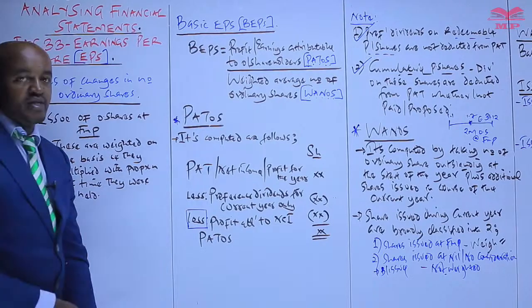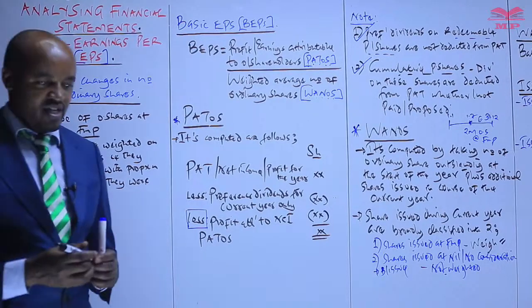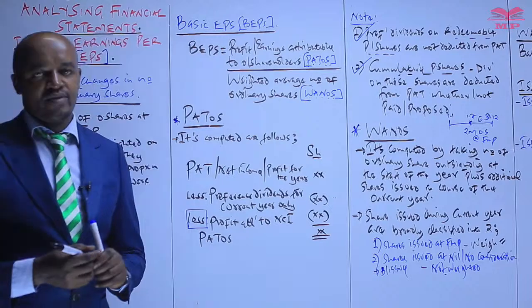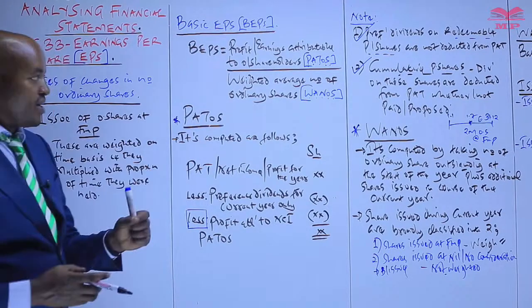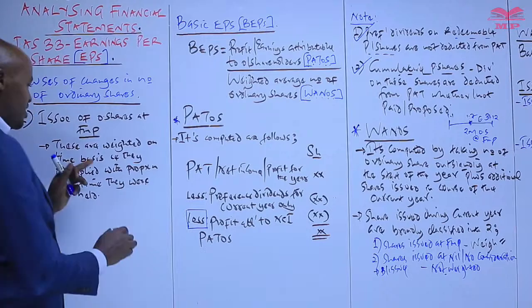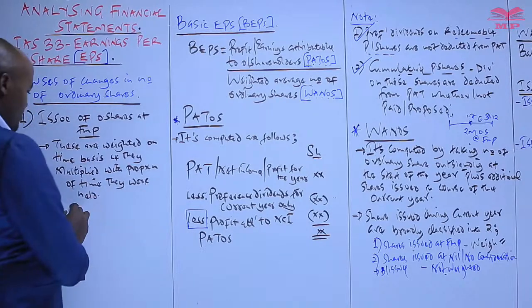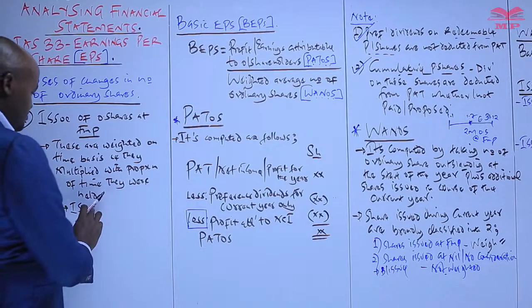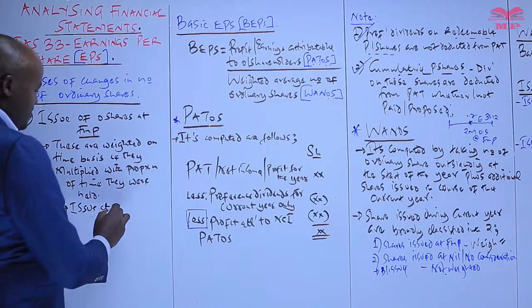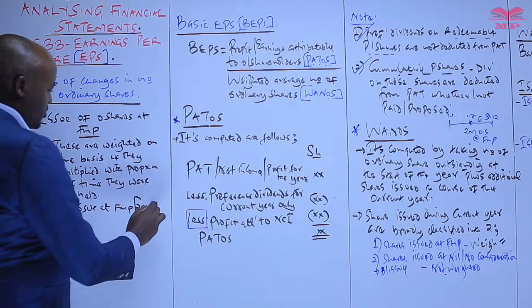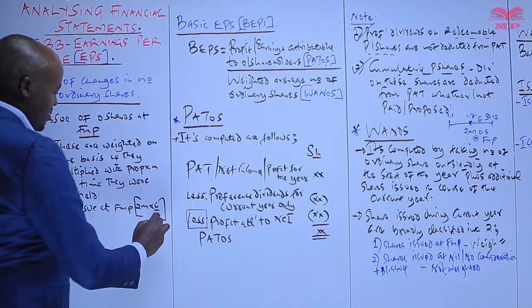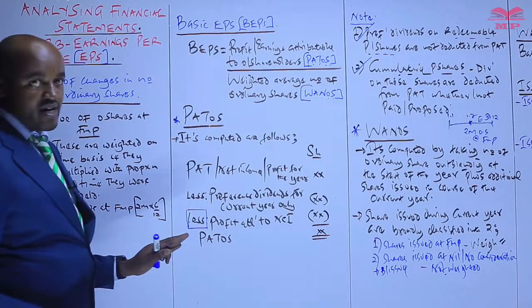So basically what that means is that if the company issued ordinary shares at full market price, maybe 6 months to the end of the year, when computing the weighted average number of ordinary shares, you'll take those shares issued at full market price. If the company issued, say, 2 million ordinary shares 6 months to the end of the year, multiply them with the proportion of time they were held during that year.